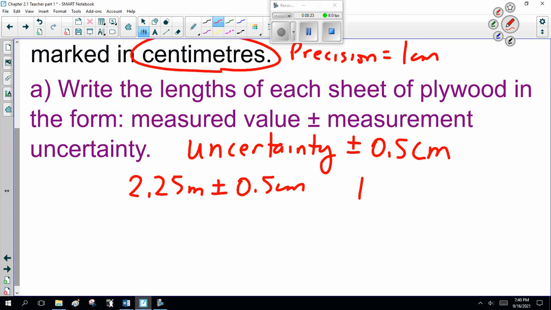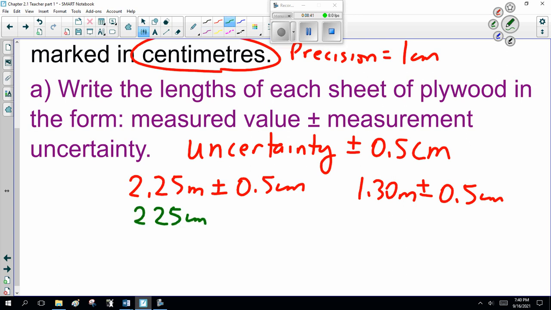and 1.30 meters plus or minus 0.5 centimeters. Now, technically that's correct, and I'm okay with that, but what we have here are two different units. So I'm hoping you remember 100 centimeters in a meter. So you just multiply by 100. So it's 130 centimeters, plus or minus 0.5 of a centimeter.